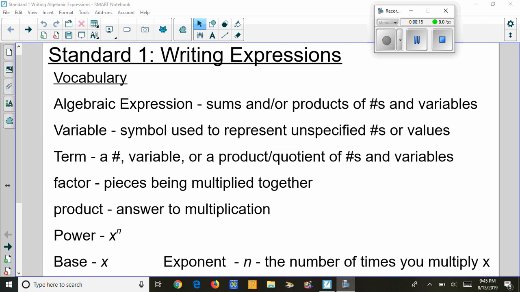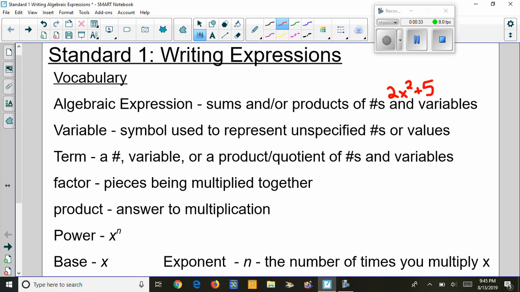We'll start off with algebraic expressions, which are sums and/or products of numbers and variables. An example could be something like 2x squared plus 5. In here, I have sums, I have products, but this is what an algebraic expression could look like.